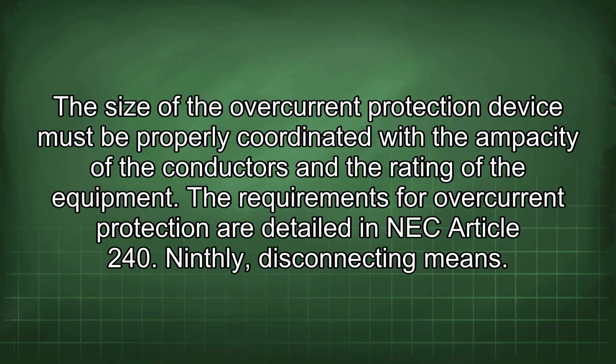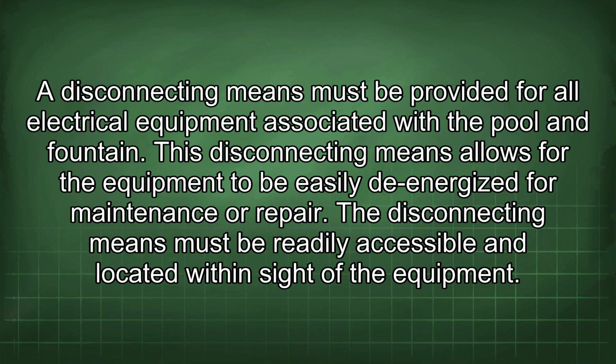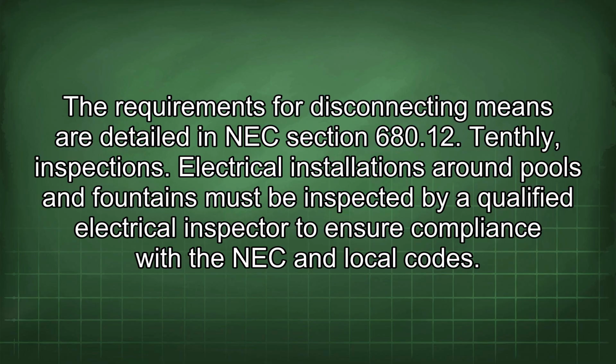Ninthly, disconnecting means. A disconnecting means must be provided for all electrical equipment associated with the pool and fountain. This disconnecting means allows for the equipment to be easily de-energized for maintenance or repair. The disconnecting means must be readily accessible and located within sight of the equipment. The requirements for disconnecting means are detailed in NEC Section 680.12.